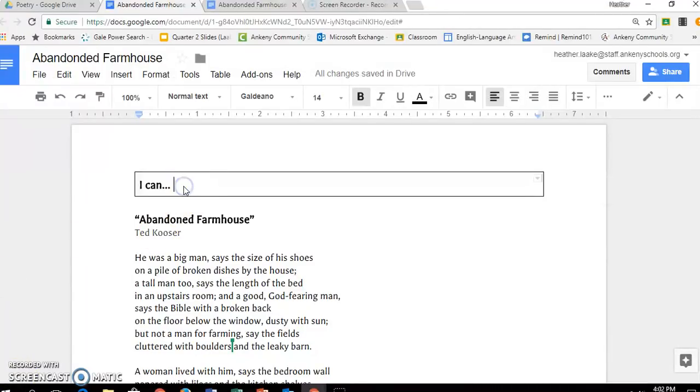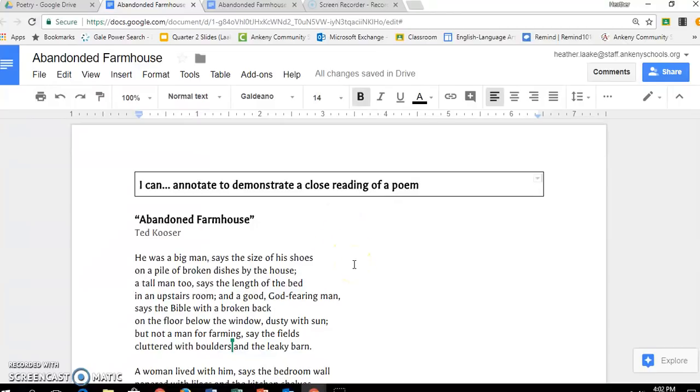So at the top of your page where it says, I want you to write our learning target for today. I can annotate to demonstrate a close reading of a poem. So copy that on your paper.